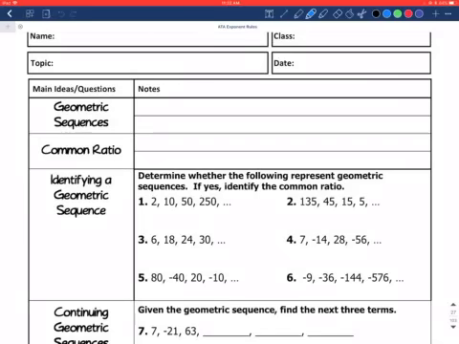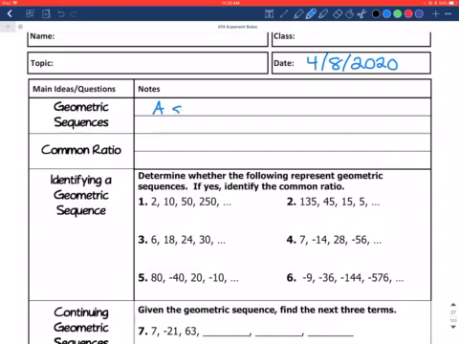All right, good morning. Today is April the 8th, and this is geometric sequences. So a geometric sequence is very similar to an arithmetic sequence. The only difference is now instead of adding or subtracting our common difference, we're going to have a ratio.